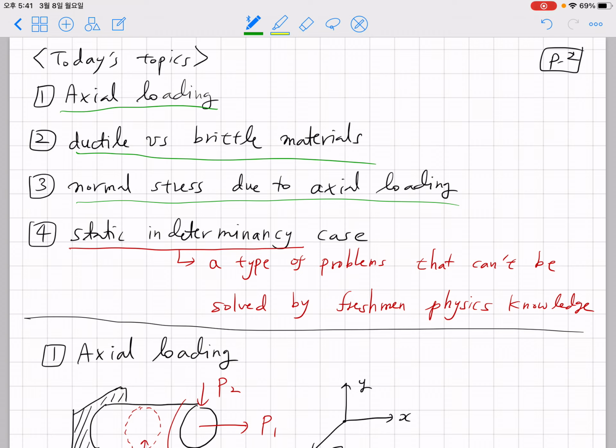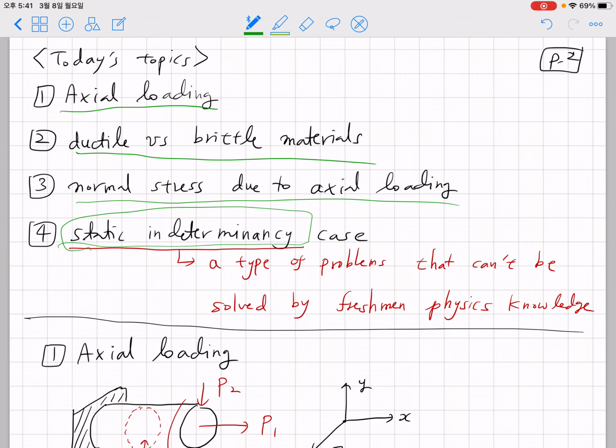And in the first topic, we'll talk about so-called static indeterminacy problems. Of course, here I use a fancy word, static indeterminacy, but if I just rephrase this, you can think of this as a type of problem that can't be solved by freshman physics knowledge, where you only assume rigid body cases. Okay, so remember that we have done statics review.